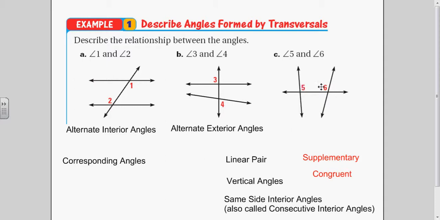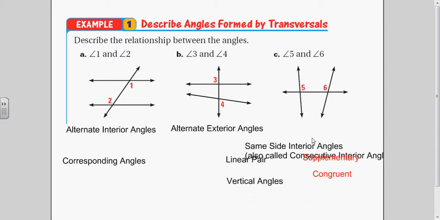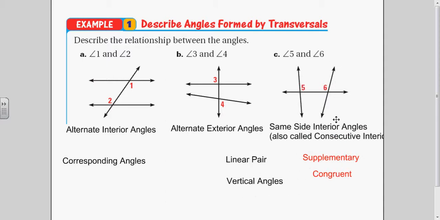And then 5 and 6, here's my transversal that cuts through both of those lines. 5 and 6 are on the same side of that transversal, and they're on the insides of these two lines, so we would call those same side interior angles.